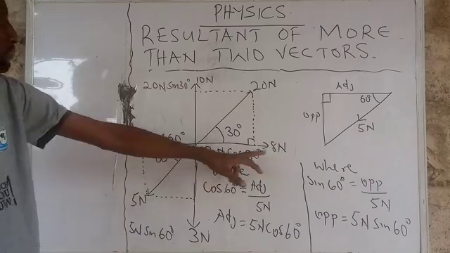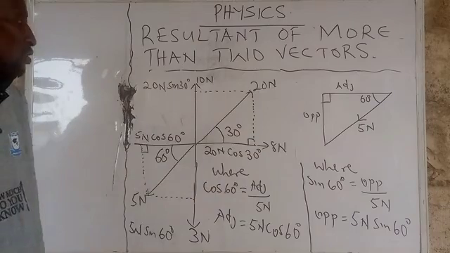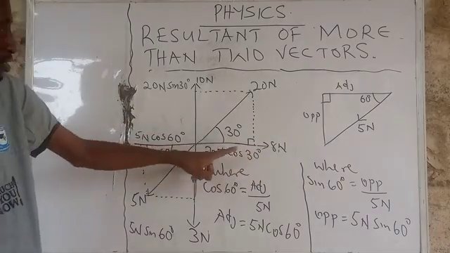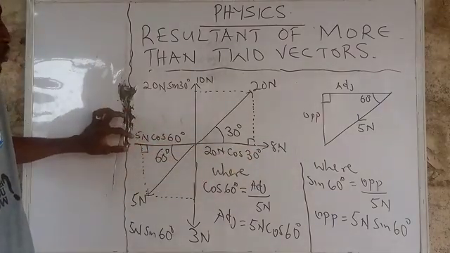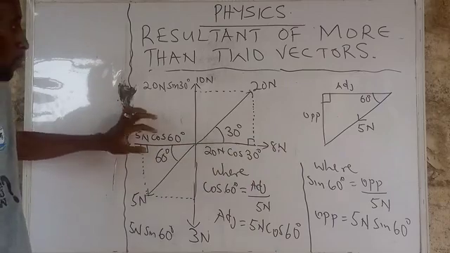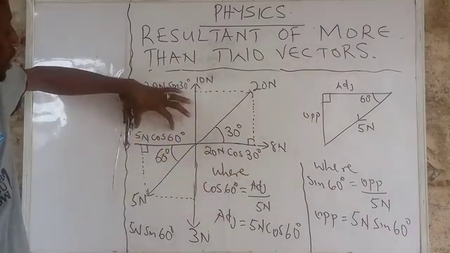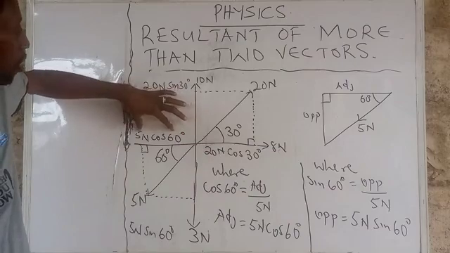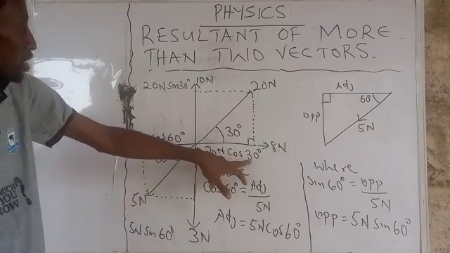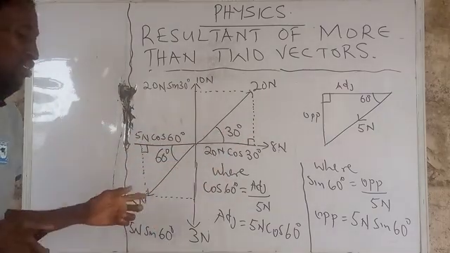For this one, 8 Newton, 20 Newton cos 30 degrees, which is the horizontal component. Both are in the same direction, so we are going to add this and this together. But this 5 Newton cos 60 is in opposite direction to 8 Newton and 20 Newton cos 30. So we are going to subtract 5 Newton cos 60 degree from the result of the sum of 20 Newton cos 30 and 8 Newton. That's what we are going to do in the next slide.